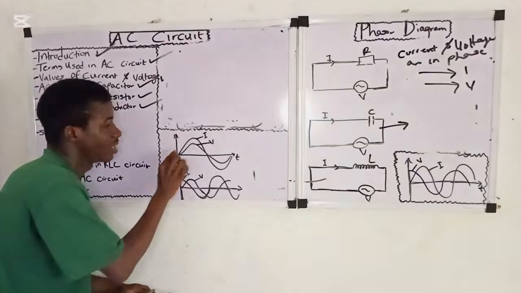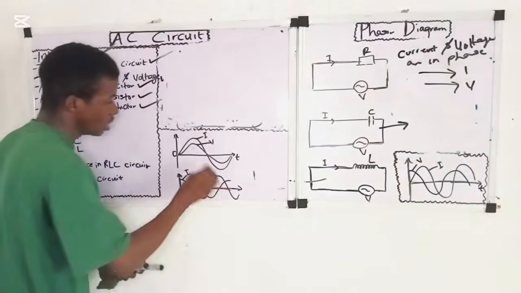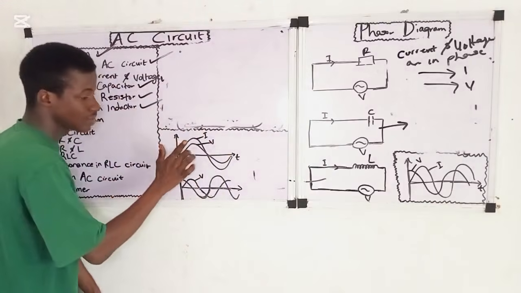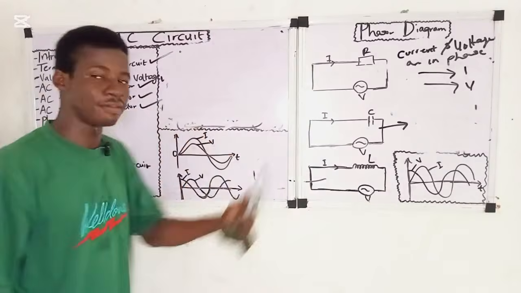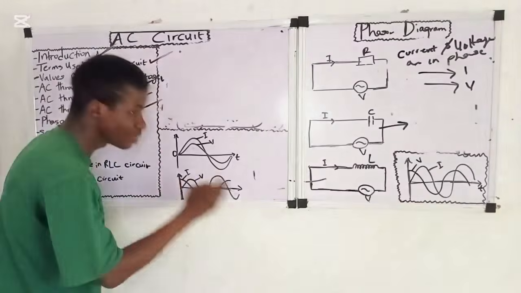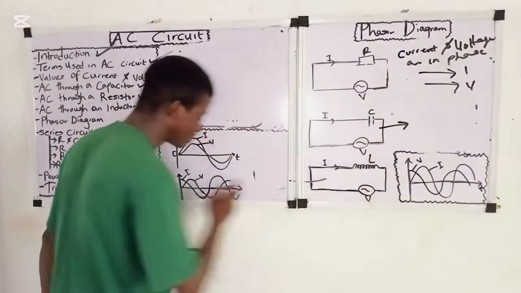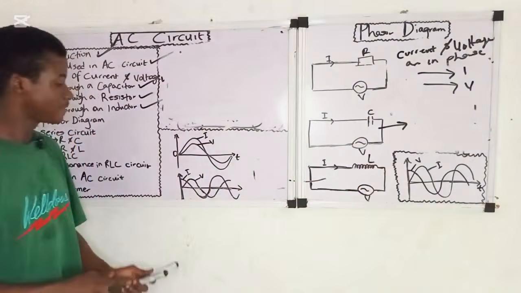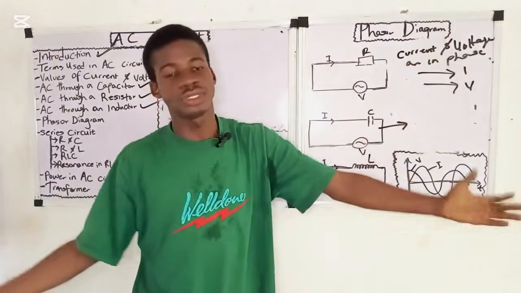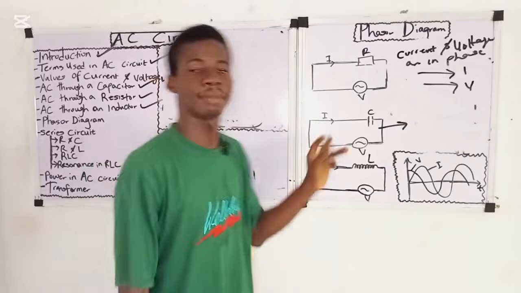Look at both of the crests, and look at the way the waves are oriented. So the current and the voltage are in phase. Now let's move to a purely capacitive circuit. Once you go further, you will know the difference between these waves. We also know that if the current and voltage are in phase, the phase angle between them is zero. All right, now let's move to a purely capacitive circuit.